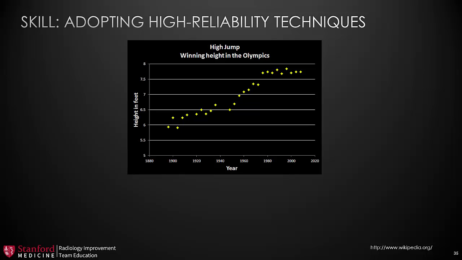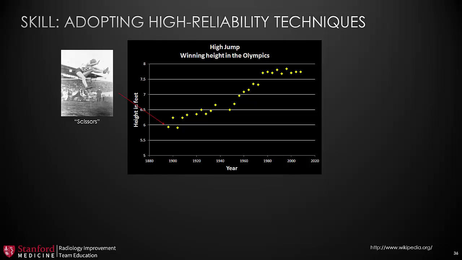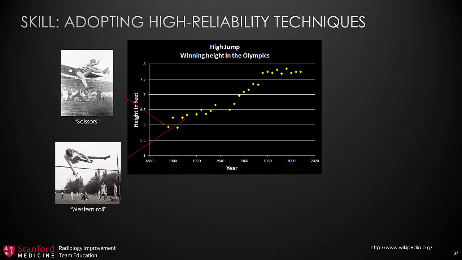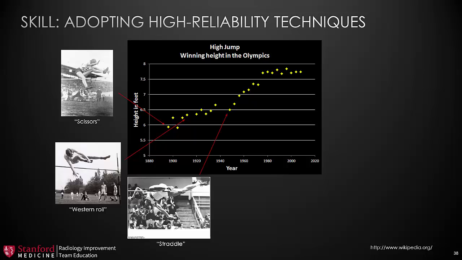This is a graph of the winning height in the high jump in the Olympics over the history of the modern Olympics. The winning height at the first Olympics was 5'11". The technique that was used for that was the scissors technique. Over the years, this evolved into the Western roll, which allowed athletes to clear well over 6 feet. This evolved into the straddle, which was then perfected over the coming 2 decades. This allowed athletes to clear over 7 feet, but was technically very difficult to accomplish.